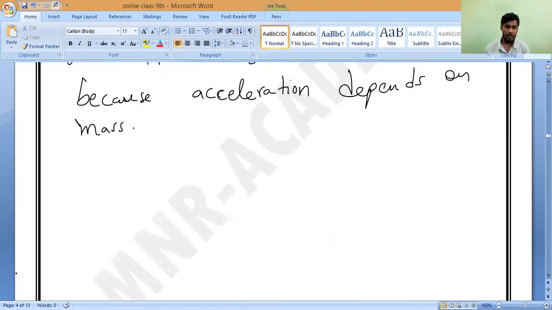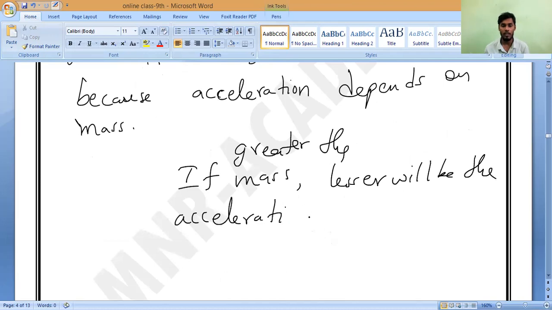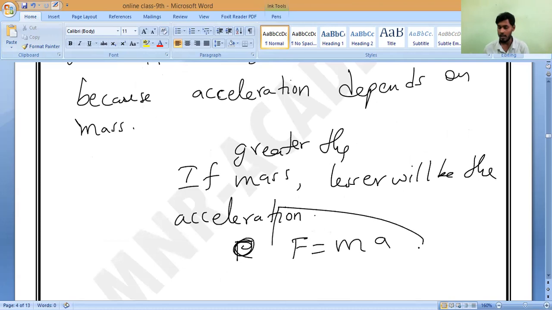As we know, if mass is more, what should we say? If the mass is greater, what will happen? The acceleration will be lesser. Do you understand, all of you? Any doubt, anybody? You tell me. So as we know, force is equal to ma. This is what we studied in Newton's second law. Correct or not?